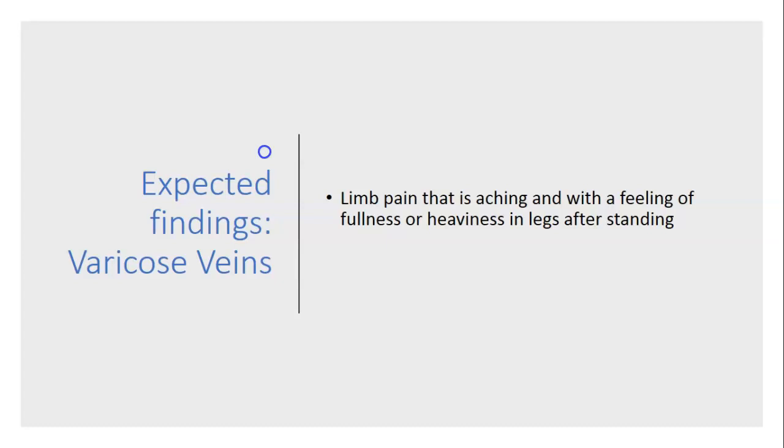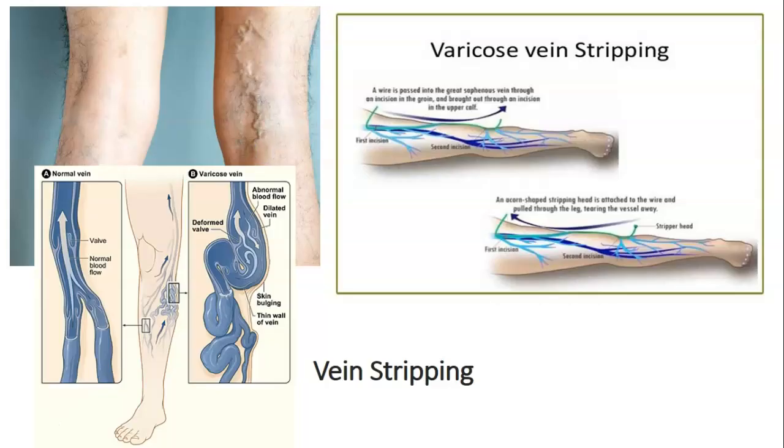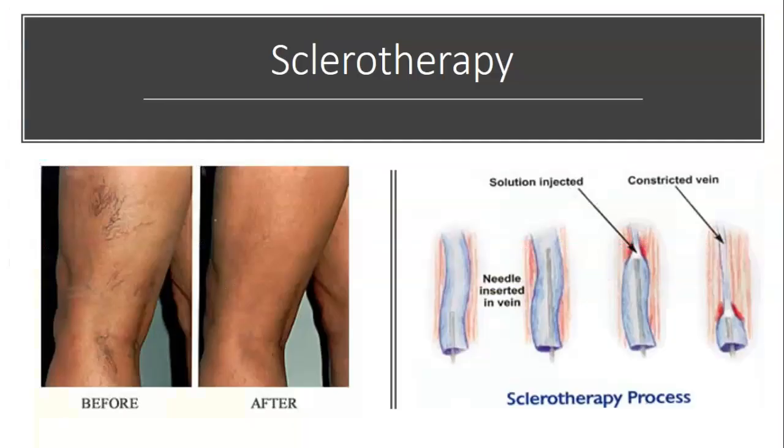Findings: usually there's limb pain where there's aching and a feeling of fullness or heaviness in the leg after standing. So a lot of times what they'll do, you can have vein stripping, so varicose vein stripping. These are some really good pictures to kind of show you how that's done. Sclerotherapy, if I could spit that out 10 times fast, where they basically go in, you'll see a before and after. They actually insert a needle into the vein, inject some solution that'll actually help constrict the vein. And so you see how it's swollen, and this will help actually constrict it again.